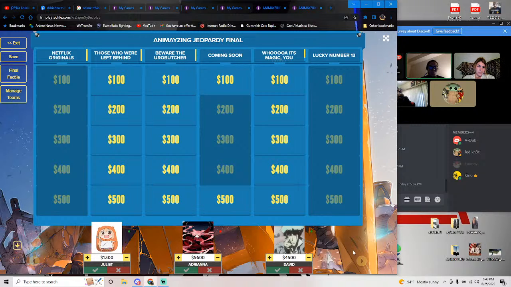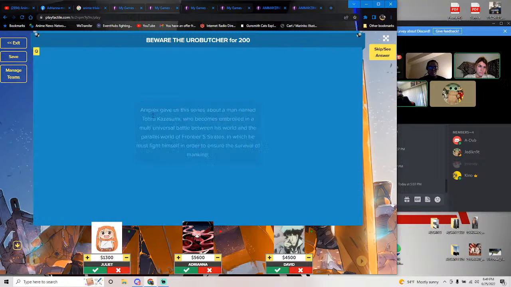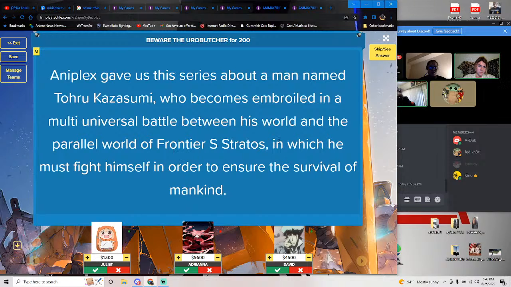Beware the Uro Butcher for 200. Okay, remember, all these anime were written or directed by Gen Urobuchi. Okay? Or it just had a little hand in it. Aniplex gave us this series about a man named Toru Kazusumi, who becomes embroiled in a multi-universal battle between his world and the parallel world of Frontier F Stratos, in which he must fight himself. He must fight himself in order to ensure the survival of mankind. That is not a sentence thing. He must actually fight himself in a parallel universe. Himself from a parallel universe comes to that world, and they gotta throw hands.